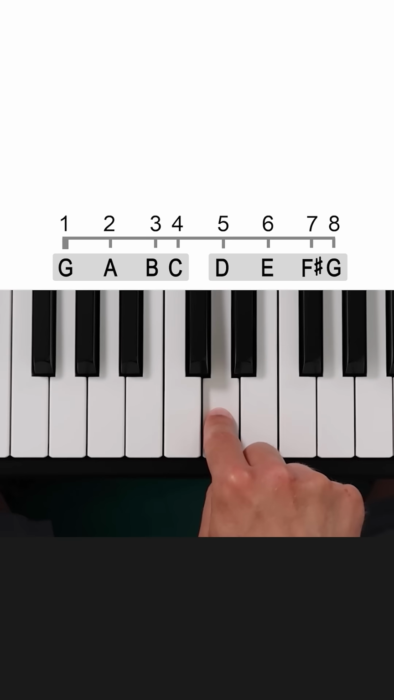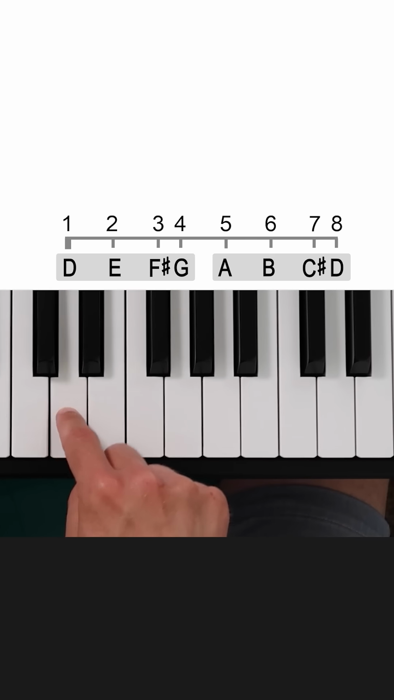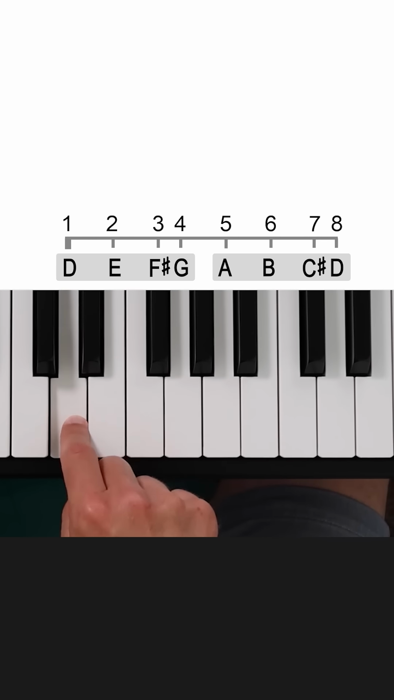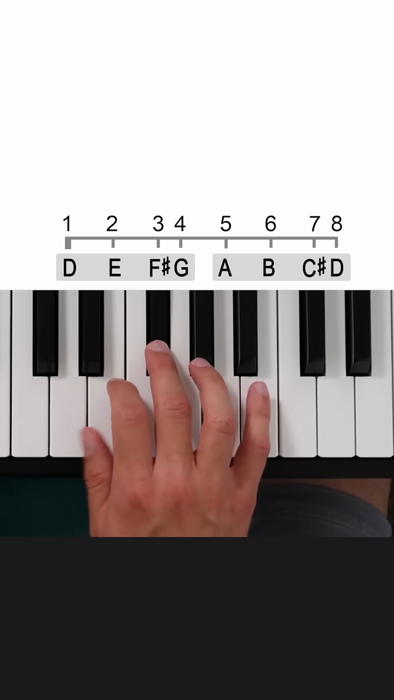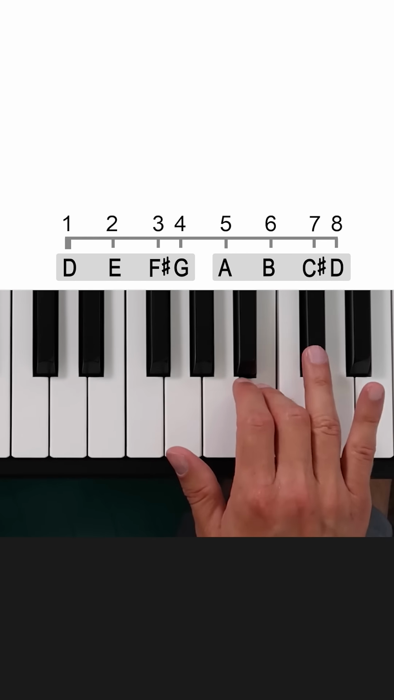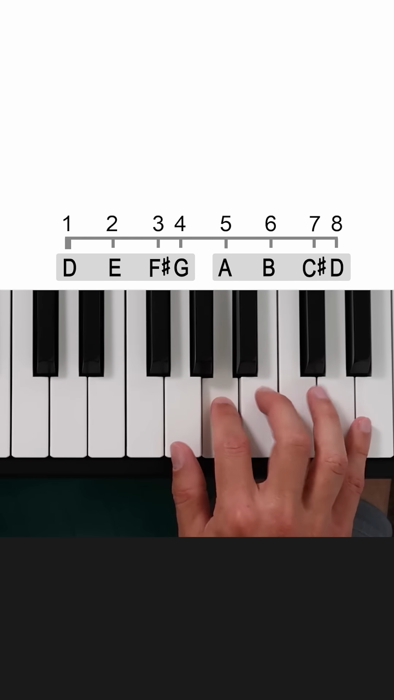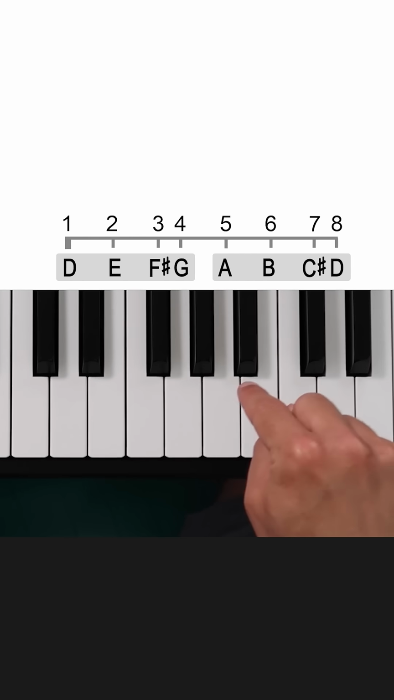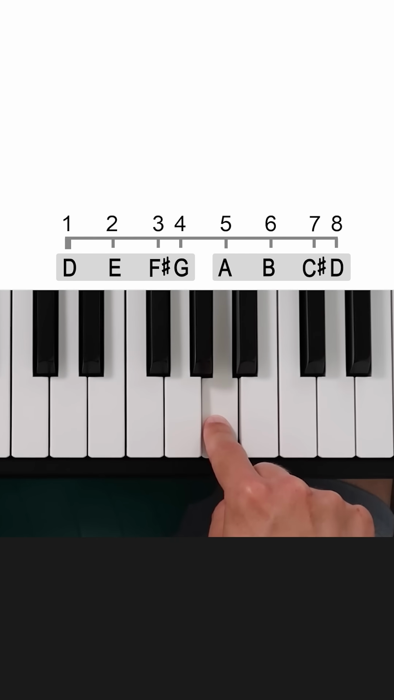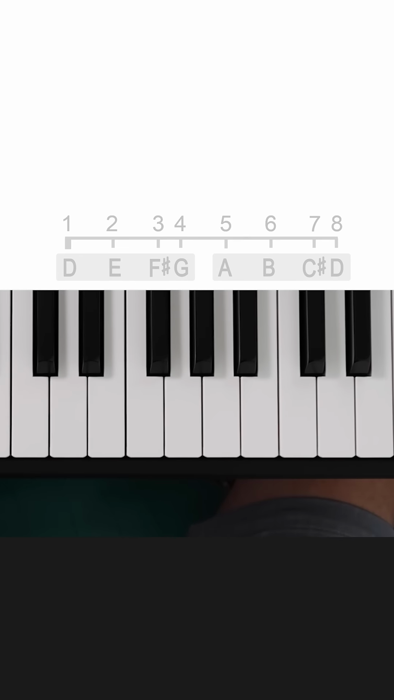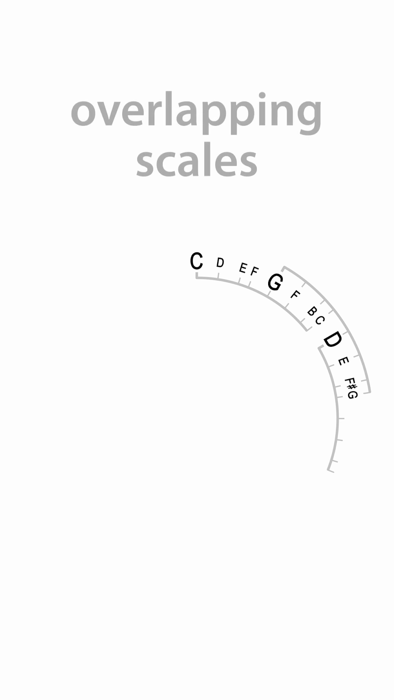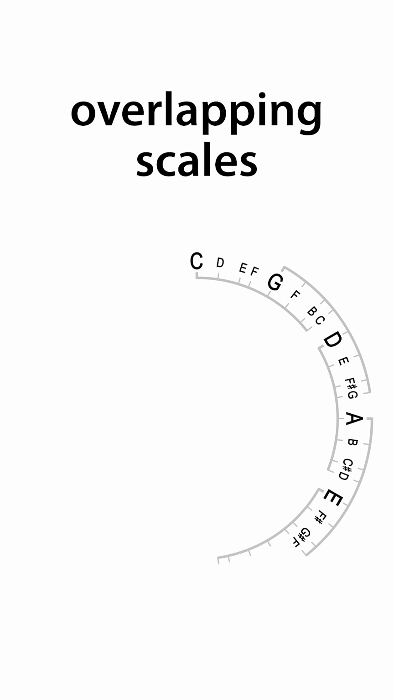The fifth note of the G major scale is D, so if we start on D and play another major scale, we've got D, E, F sharp, G, A, B, C sharp, D, or 1, 2, 3, 4, 5, 6, 7, 8. The fifth note of D major is A, so we could play an A major scale using that same pattern. And when we go through this same connection between scales, we get what's called the circle of fifths.